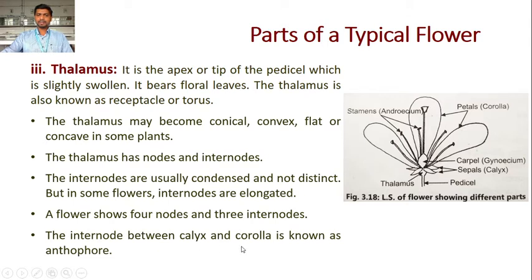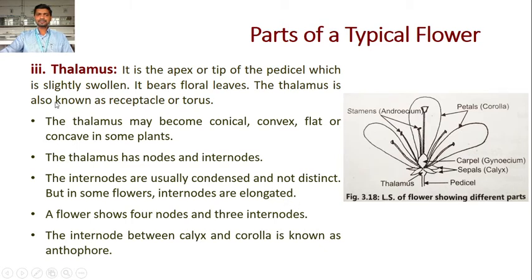The internode between calyx and corolla is known as anthophore. So the internode is an elongated portion present between calyx and corolla. It is called anthophore. So the flower shows 4 nodes and 3 internodes. This thalamus also has nodes and internodes. The internodes are usually condensed and not distinct, but in some flowers the internodes are elongated.